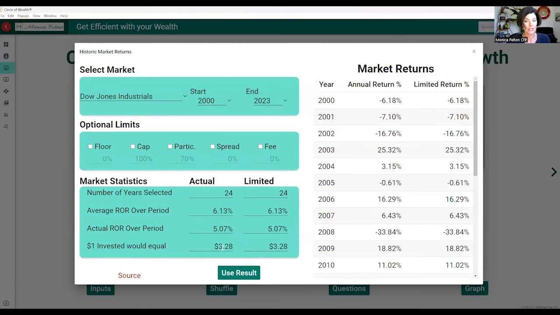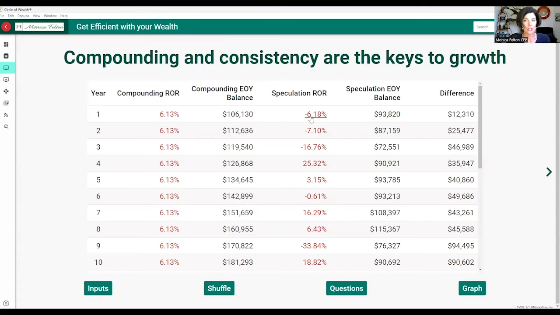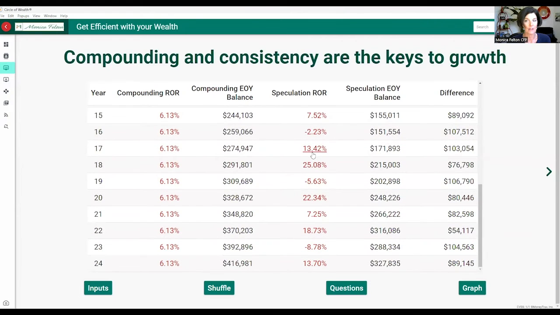Let's go ahead and put in the actual market rates of return. We've already covered this. So let's use those results so you can see this is actually what the Dow Jones Industrial Average performed at. And at the end of 24 years, we see a very different story. Your speculation account is actually $90,000 less than my compounding consistent rate of return.